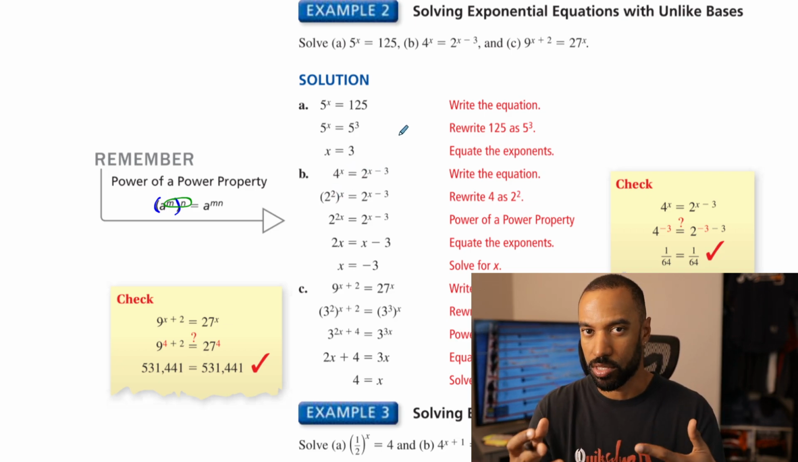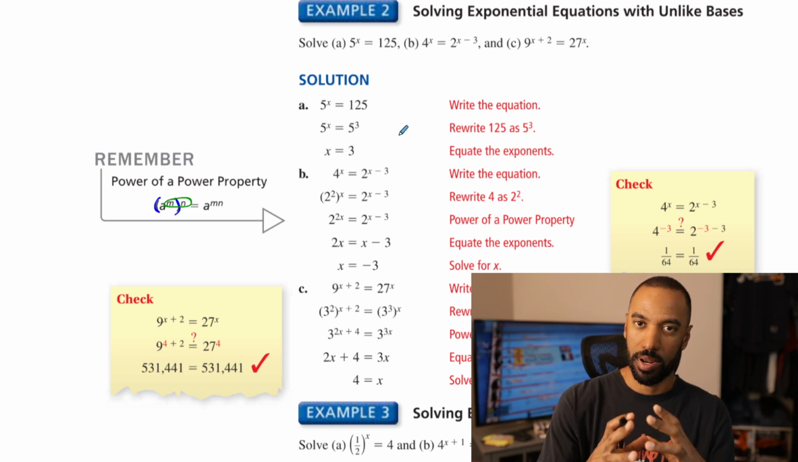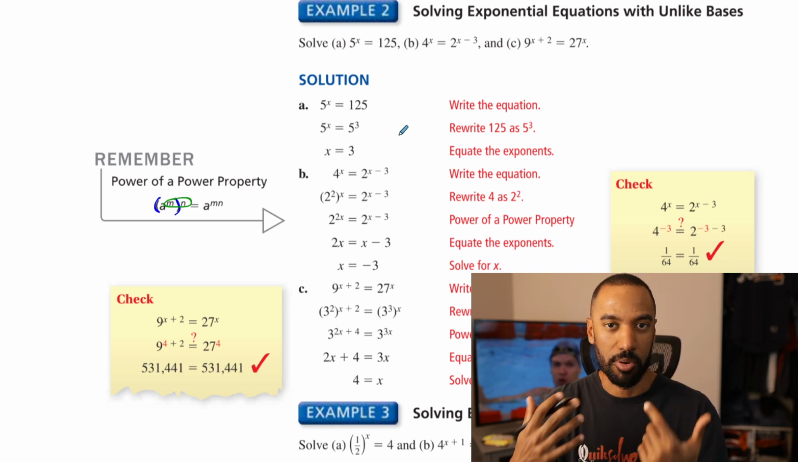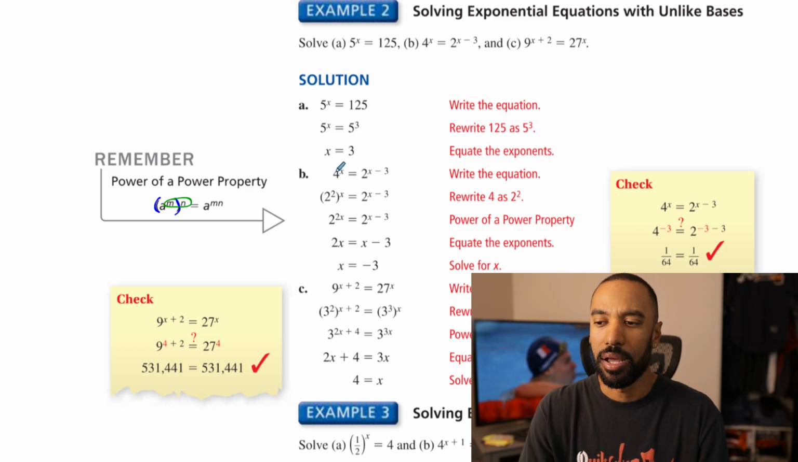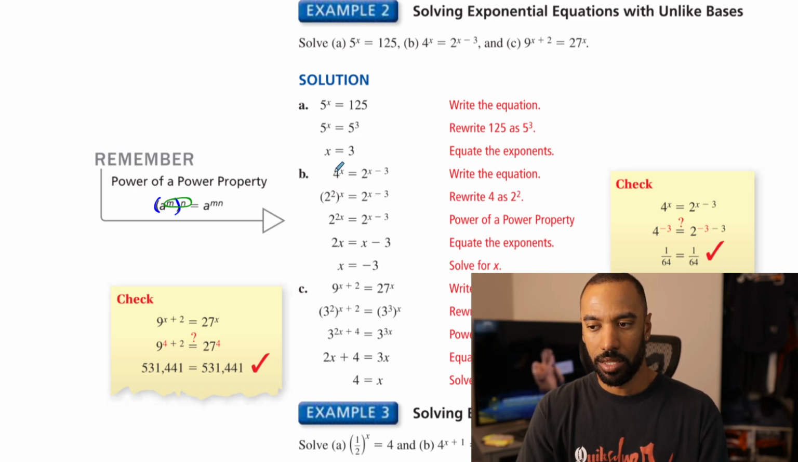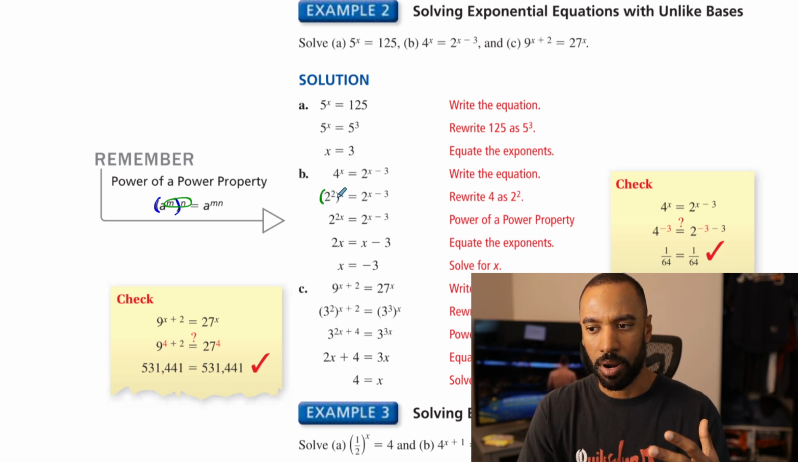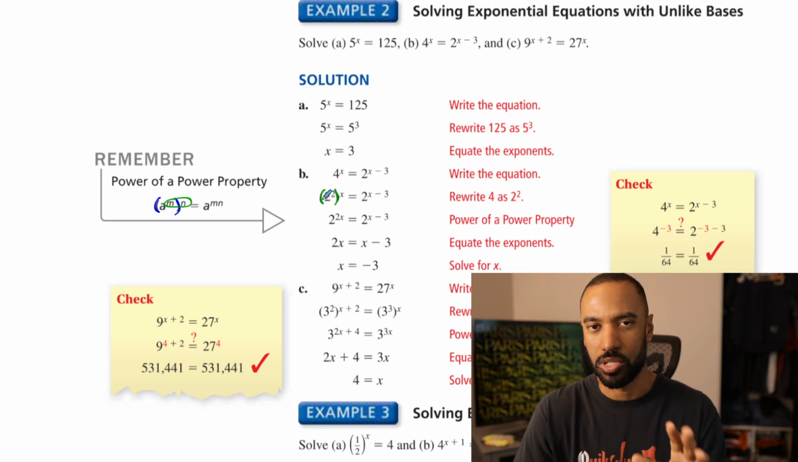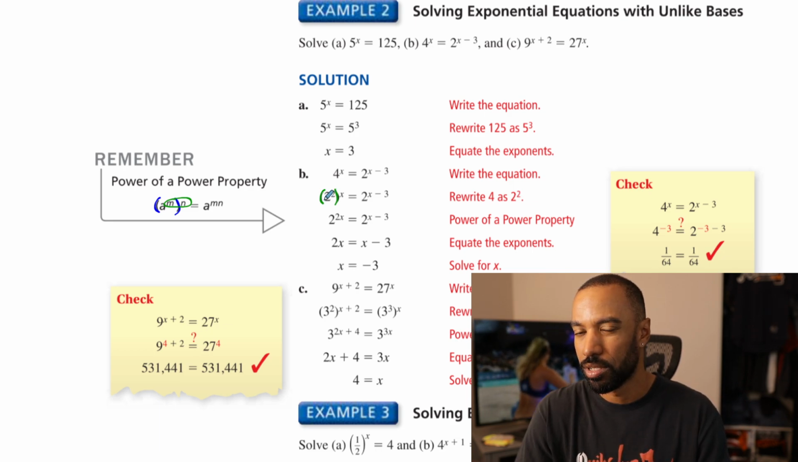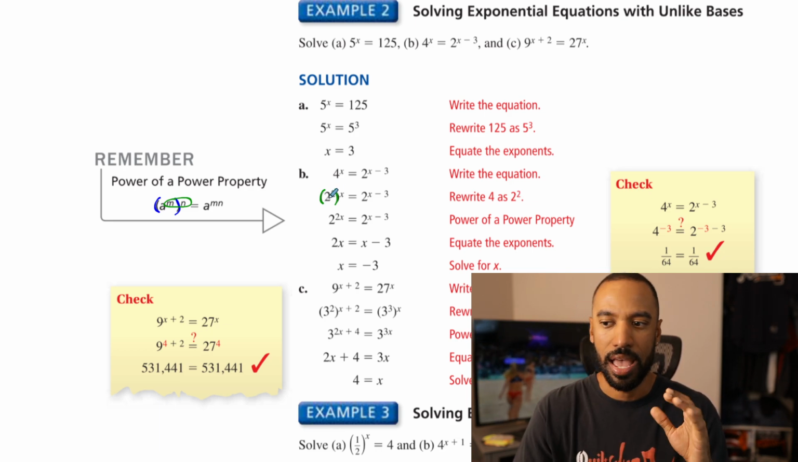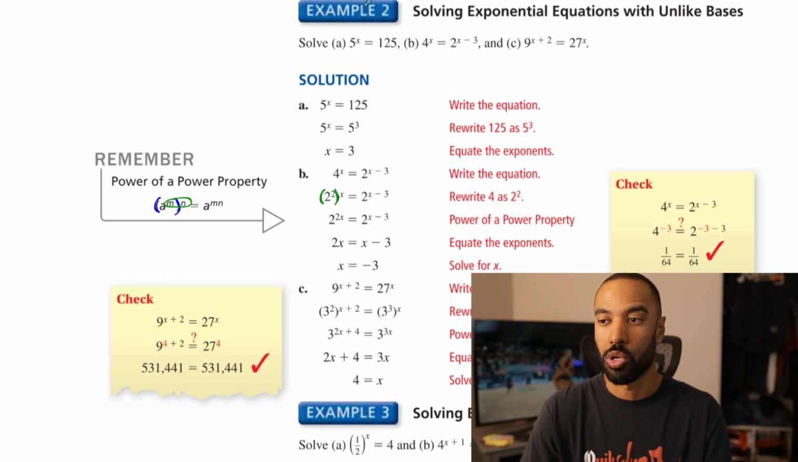I want to rewrite them using the same base. 4 can be rewritten as 2 squared. If I can get them to both match as 2's, then I'll be on my way. But this 4 is the base, and 2 squared is still that base. So I'm going to wrap that in parentheses to state that this thing is still being raised to the x power, and right now that 2 is not yet by itself, right? 2 squared is raised to the x power. I want to make 2 raised to a power. So what do I do now?